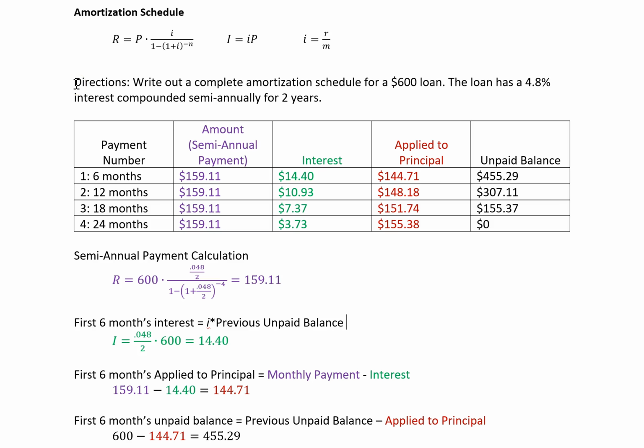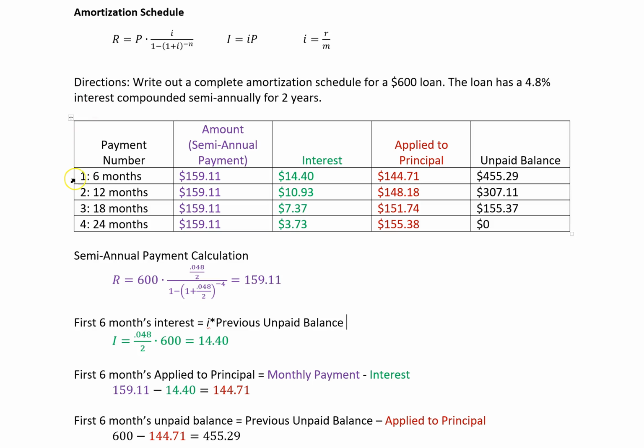Here's an example. Write out a complete amortization schedule for a $600 loan. The loan has a 4.8% interest compounded semi-annually for 2 years. Now, since it's compounding semi-annually, we know that there are 2 periods in a year for which we're going to be making a payment. Since we're doing this for 2 years, there'll be 4 periods or 4 payments altogether.